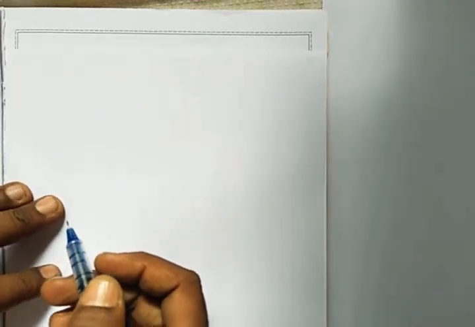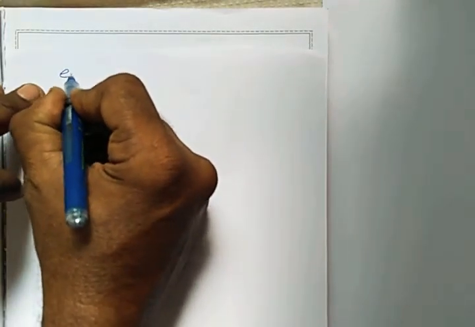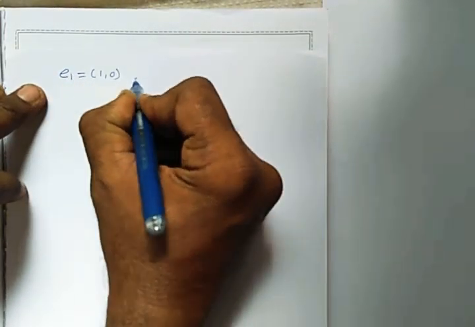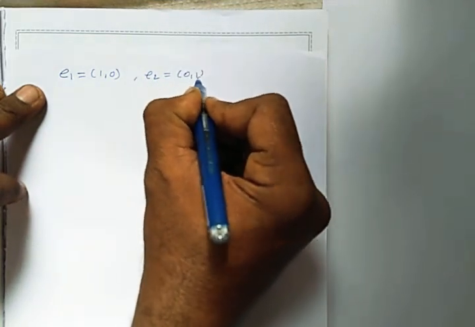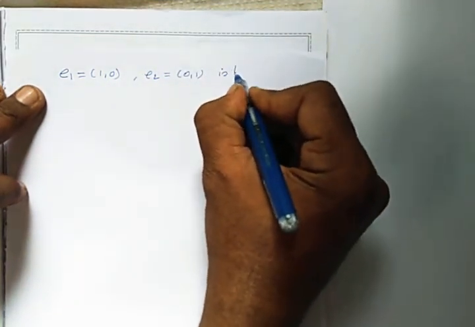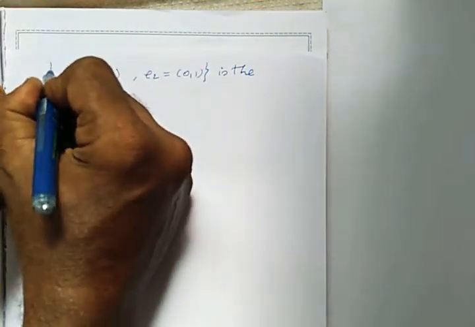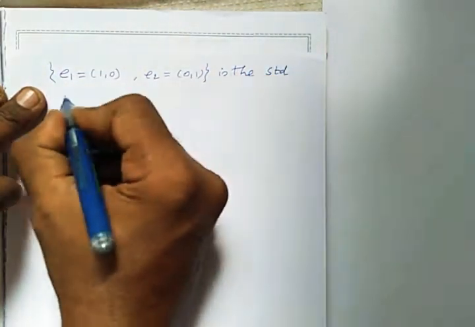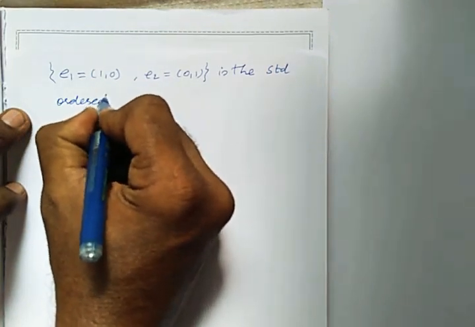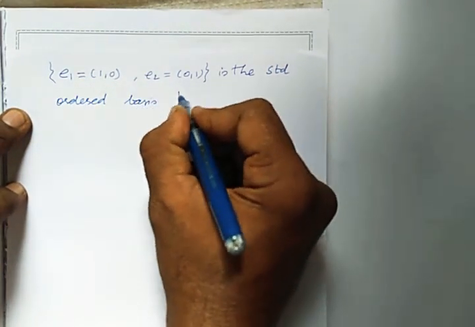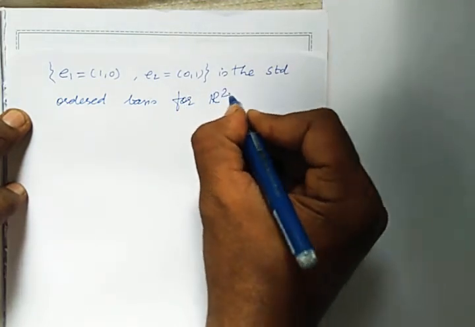Good morning, students. Today we shall see orthonormal basis and the Gram-Schmidt process, and some problems on the Gram-Schmidt process. Okay, the advantage of the standard basis. We know that e1, that is (1, 0), and e2, (0, 1), are the standard ordered basis for R2, right?